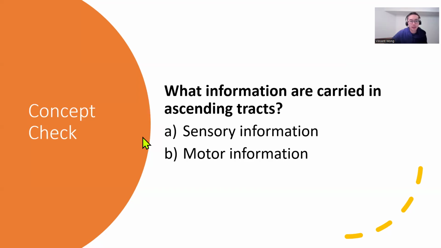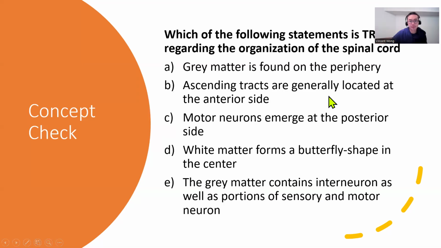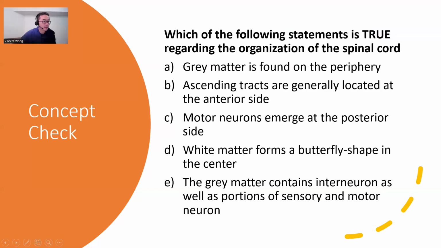Yep, I'm going to end it right there. It is the sensory information. Sensory information goes up to your brain through the ascending tract. This one is much harder. I'll give you a moment to read it.